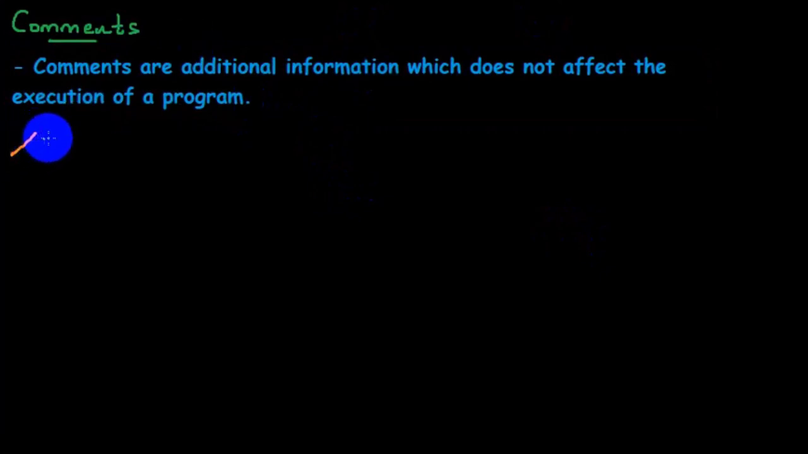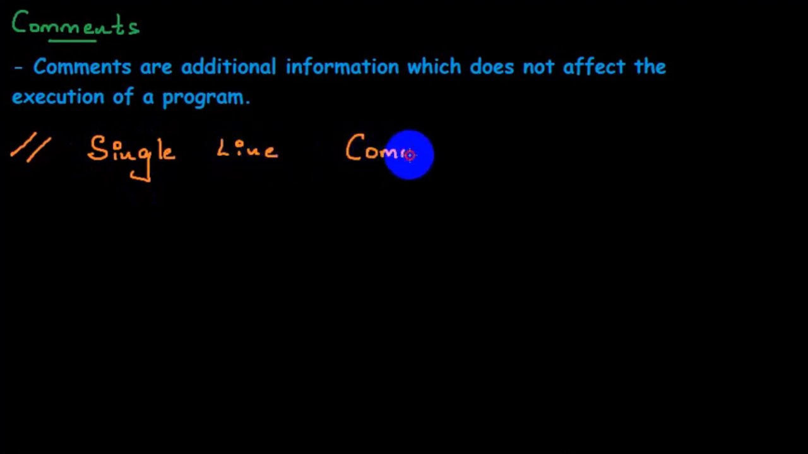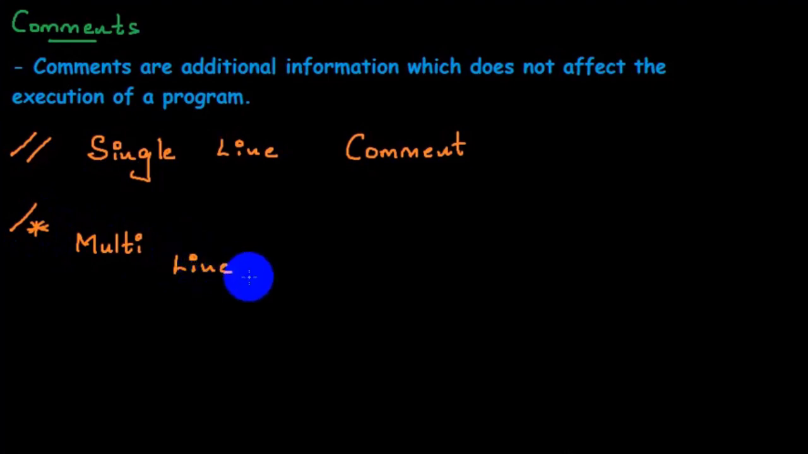Double forward slash, we call this a single line comment. If I write anything after double forward slash, it would be treated as a comment. The comment would be there in my program, but it will not get executed. And I also have something called a multi-line comment. How do I write it? Forward slash asterisk, then write the multi-line comment, and terminate it using asterisk forward slash. So this is nothing but comments.